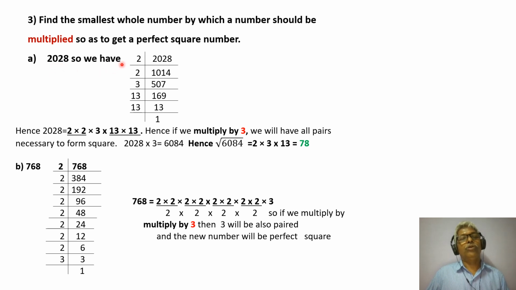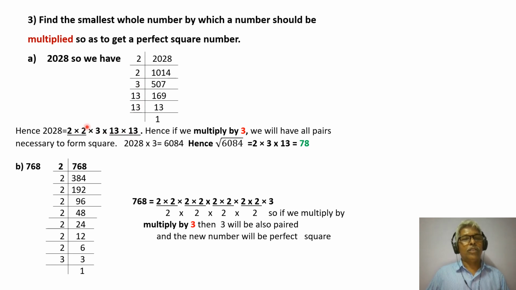To find it out, we have to carry out a similar method as we have carried out earlier, the prime factorization method. So we will find the prime factorization of 2028. Divided by 2 is 1014, again divided by 2 is 507, divided by 3 is 169, then 13 is 13 and 13 is 1. Okay, so these are the factors of 2028. So we write it here.